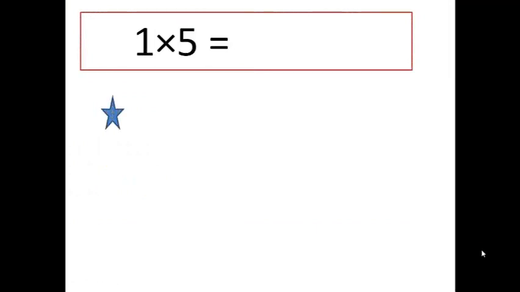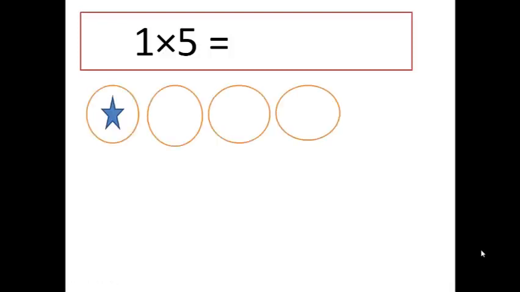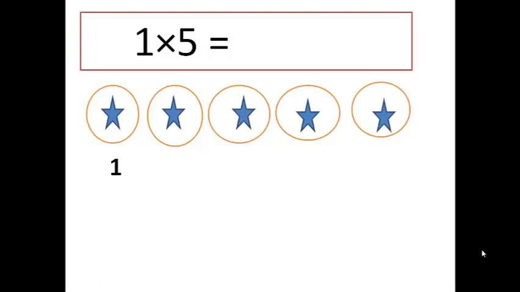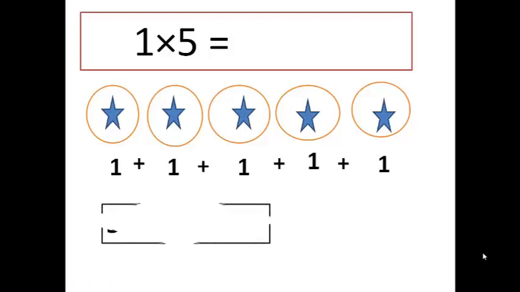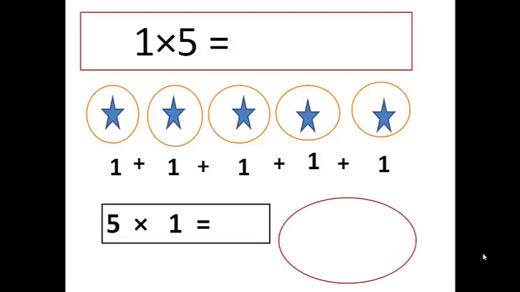Example. 1 times 5 equals how many? 1 times 5 means I have 1 star in each group. How many groups? 5 groups. In each group, how many stars? 1 star. 1 plus 1 plus 1 plus 1 plus 1 equals how many? Equals 5. How many stars in all? 5. Or you can draw only one group.